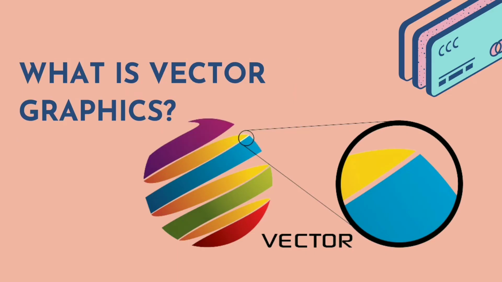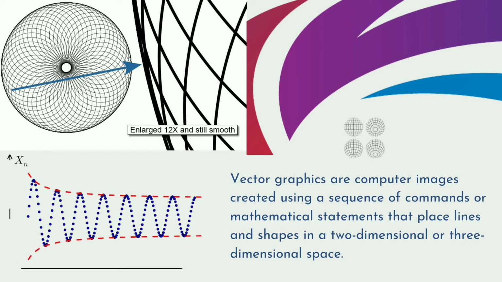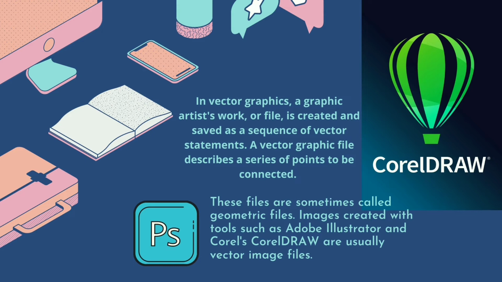And finally, let us know what vector graphics are. Vector graphics are computer images created using a sequence of commands or mathematical statements that place lines and shapes in a two-dimensional or three-dimensional space. In vector graphics, a graphic artist's work or file is created and saved as a sequence of vector statements. A vector graphic file is described as a series of points to be connected. These files are sometimes called geometric files.